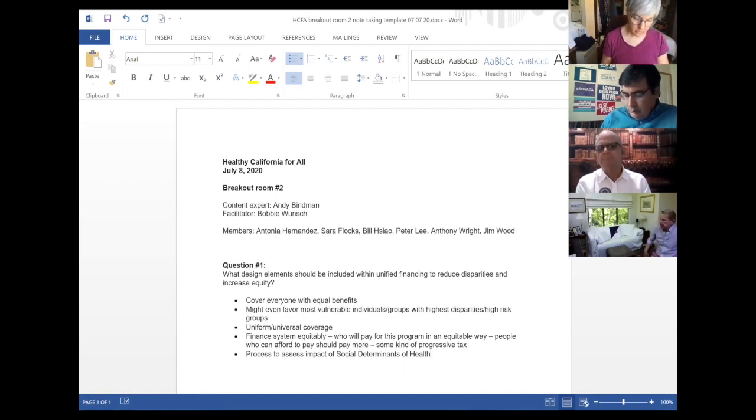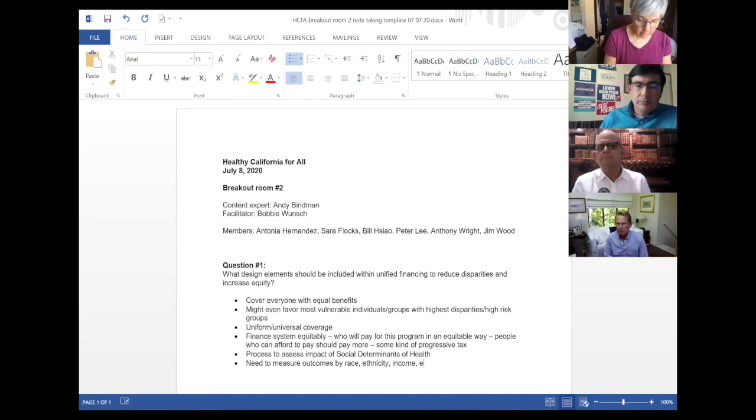The other is we need a design element that makes sure we're actually measuring and clearly identifying people and their outcomes by race, by ethnicity, by language, by income, and other factors. So we're understanding what are the contributing factors that we need to be addressing and moderating, as Bill well addressed.